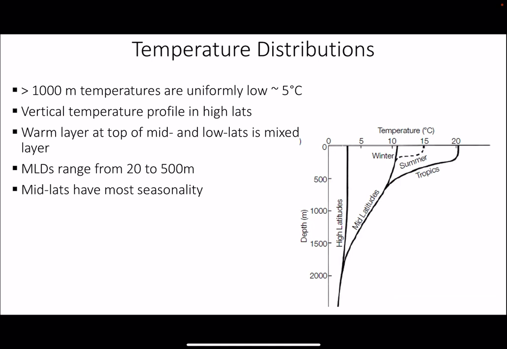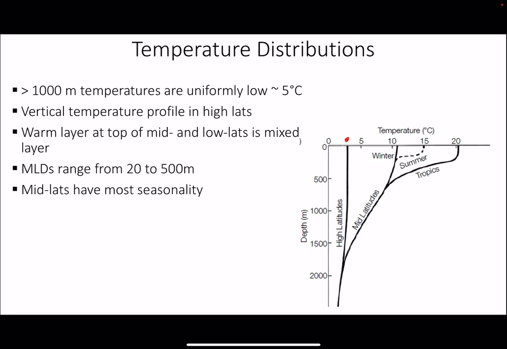So generally speaking, greater than 1,000 meters, regardless of where you are in the ocean, the temperatures are pretty uniformly low. The vertical temperature profile in the high latitudes is essentially a straight line. It's a vertical straight line, so that's your high latitude temperature profile. Whereas in the middle latitudes or the low latitudes, or the subtropics or the tropics, you have this warm layer of water at the surface, and then it gets cold below. And we call this warm layer the mixed layer. And this depth of the mixed layer can vary anywhere from 20 to 500 meters.